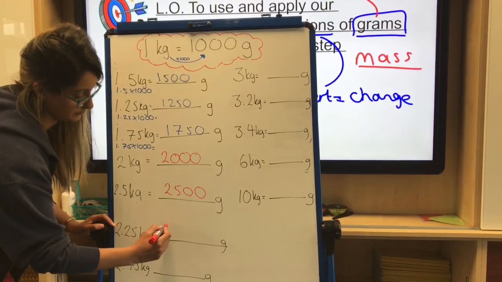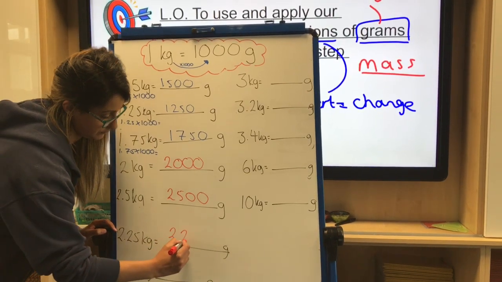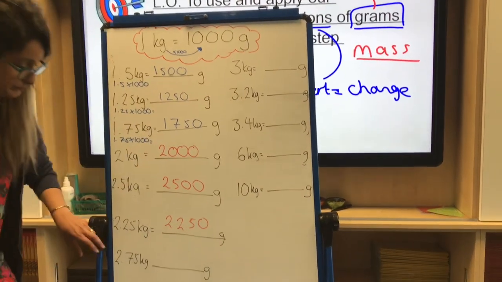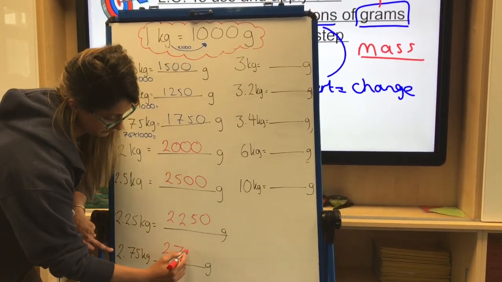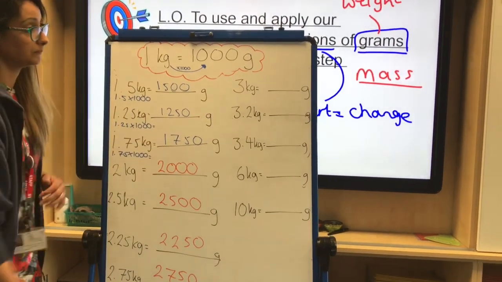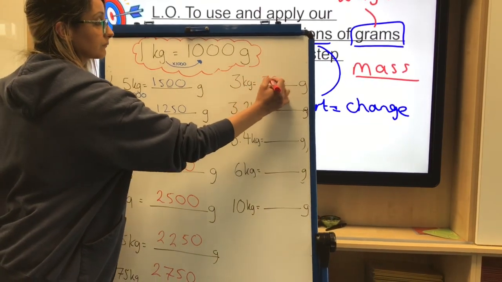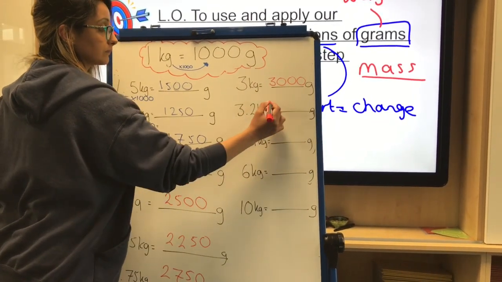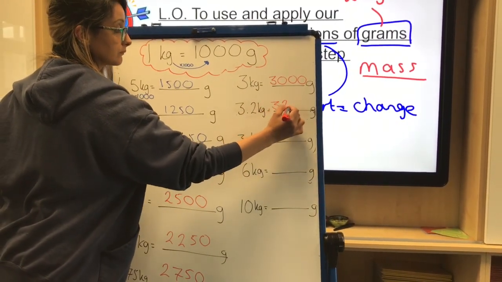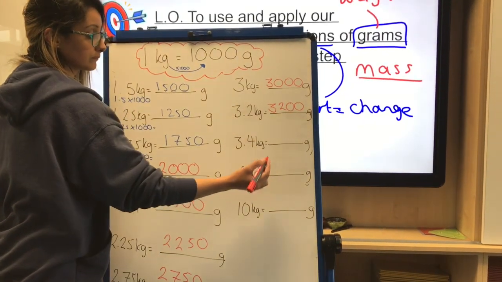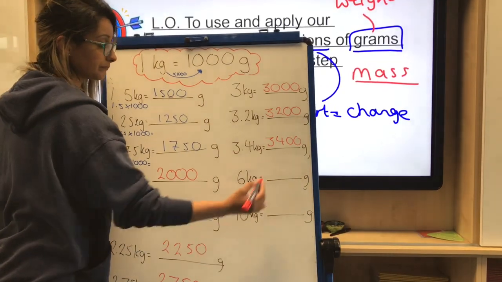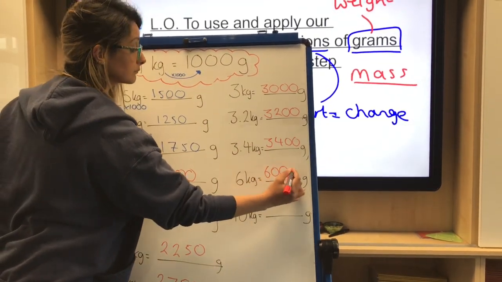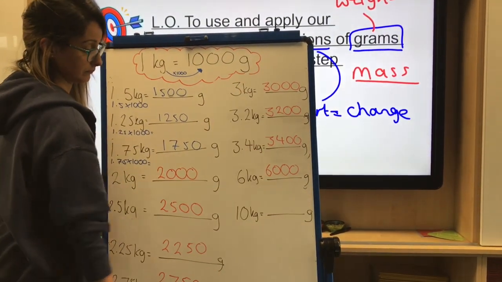2.25 kilograms is equal to 2,250 grams. 2.75 kilograms is the same as 2,750 grams. 3 kilograms is the same as 3,000 grams. 3.2 kilograms is the same as 3,200 grams. 3.4 kilograms is the same as 3,400 grams. 6 kilograms is the same as 6,000 grams. And then 10 kilograms is the same as 10,000 grams.